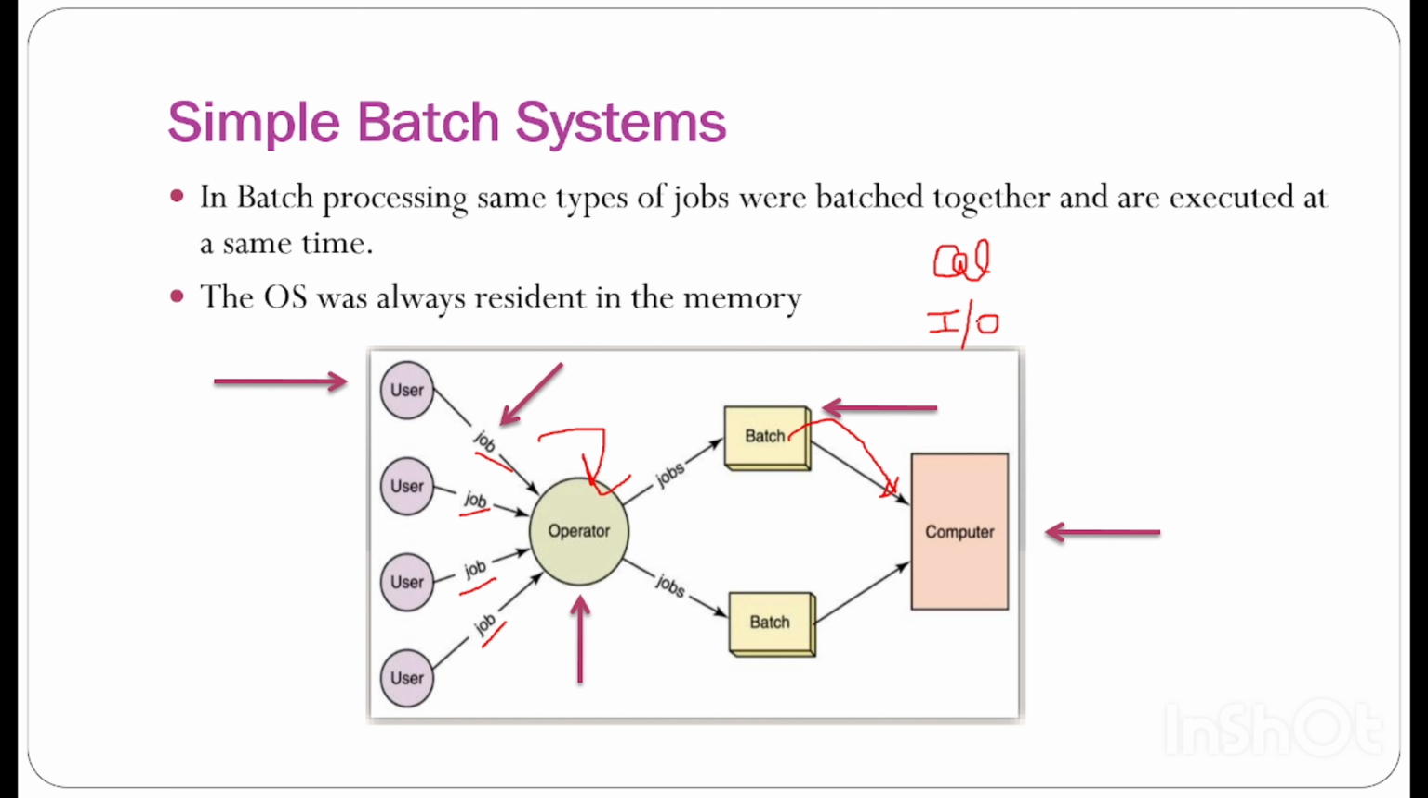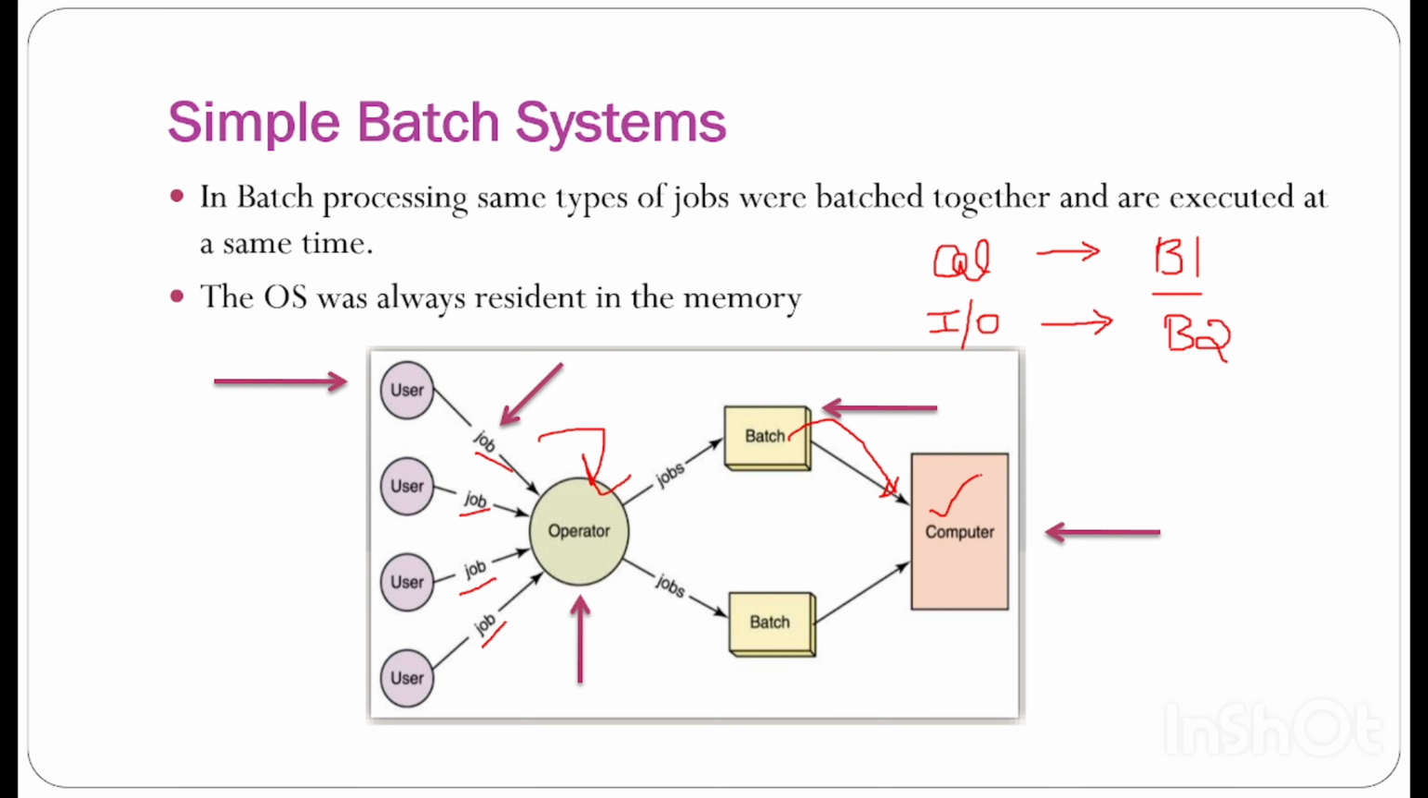So what this operator does is divide the jobs into batches based on their nature. Let's say we have batch 1 that is meant for calculation, so all the jobs which are calculation jobs are grouped in batch 1. Then all the jobs which are, let's say, of printing papers are grouped into batch number 2. That is how these jobs are divided into batches, and then ultimately these batches are fed to the computer.